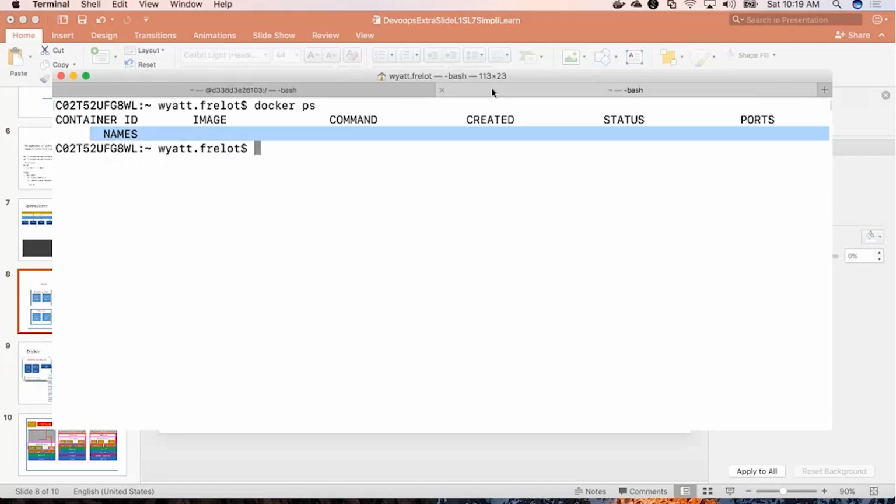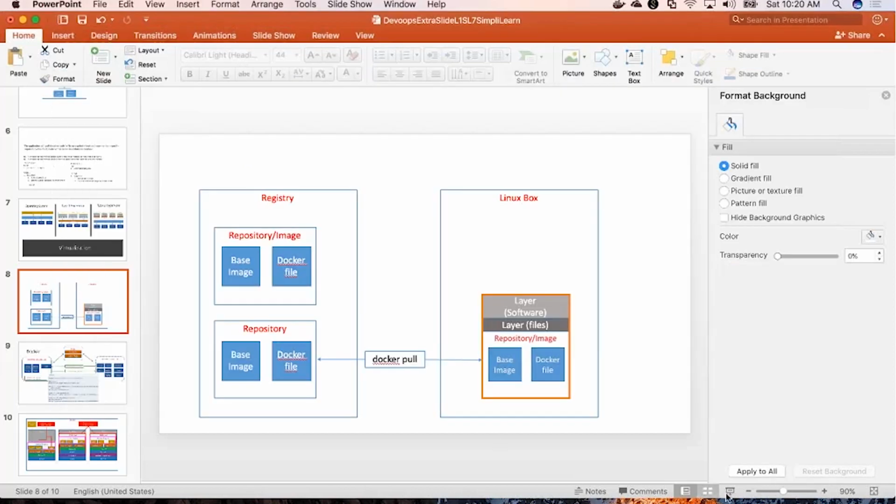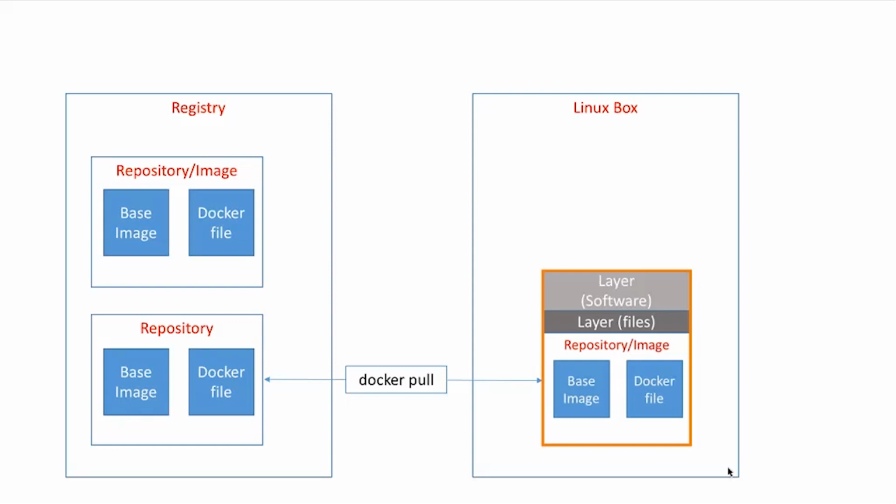Right. Okay. So let's talk about a few other things. Back to this. What we should understand now is that there's a registry that holds a bunch of images, or repositories. Repository and image is the same thing in Docker world, okay? A repository or an image is made up of two things, a base image and a Docker file. This repository or image is read-only. Stop, it's read-only, all right?